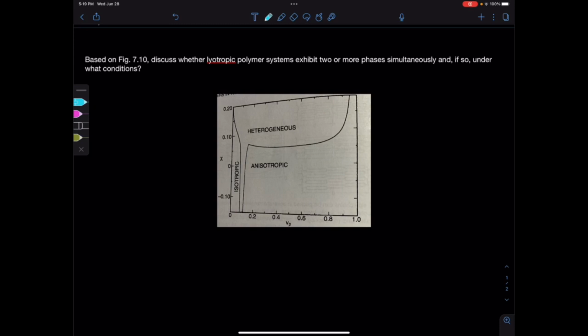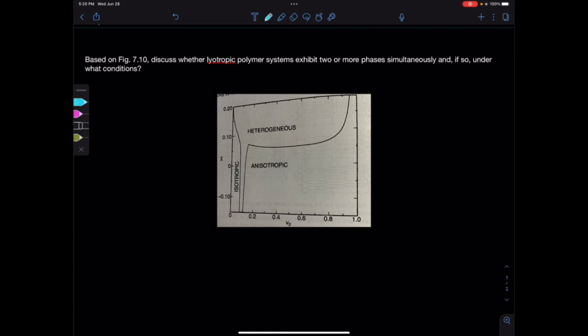On the left is the isotropic phase, where at very low concentrations of the polymer or in very dilute solutions, it is mainly isotropic. And then we have this heterogeneous area where you have isotropic and anisotropic coexisting, and then on the right you have just the anisotropic region. As the concentration of the polymer increases, there is more anisotropy.